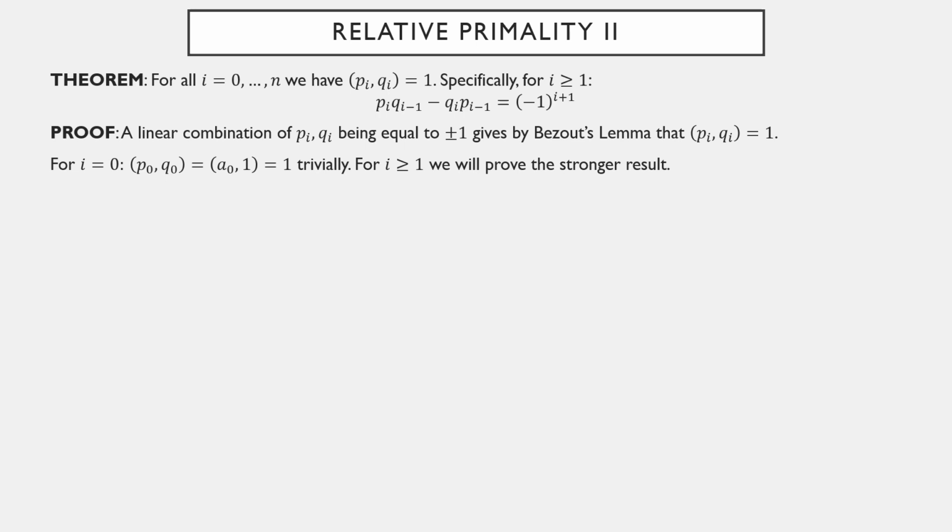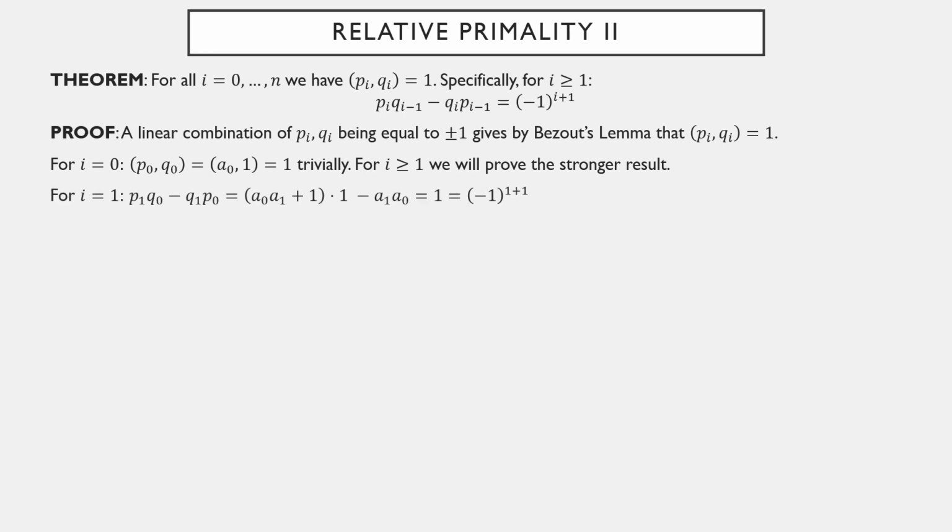Okay, so for i equals 0, p_0 is a_0 and q_0 is 1, and the GCD of a_0 and 1 is equal to 1 quite trivially. For i larger than or equal to 1, we will prove the stronger result that we can find a linear combination equal to plus or minus 1.